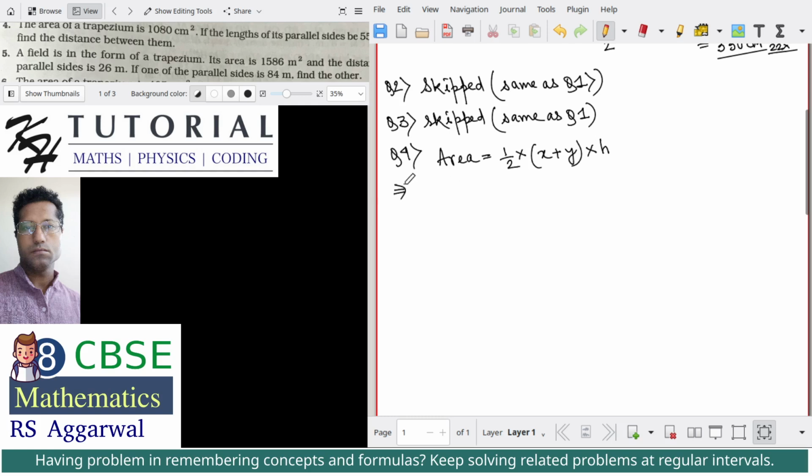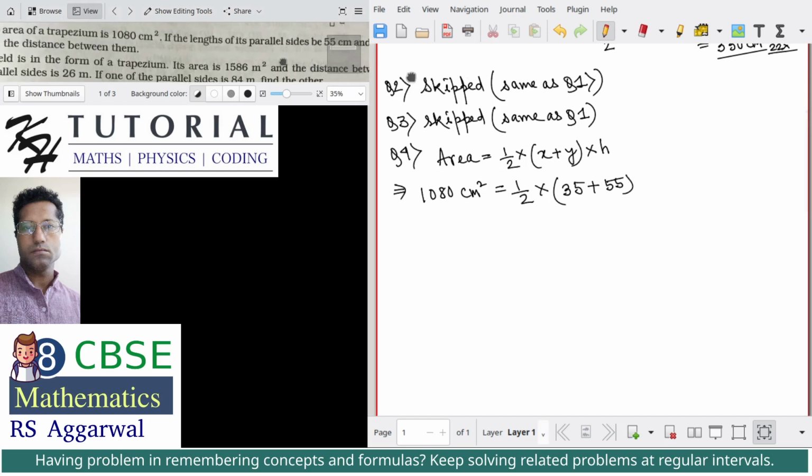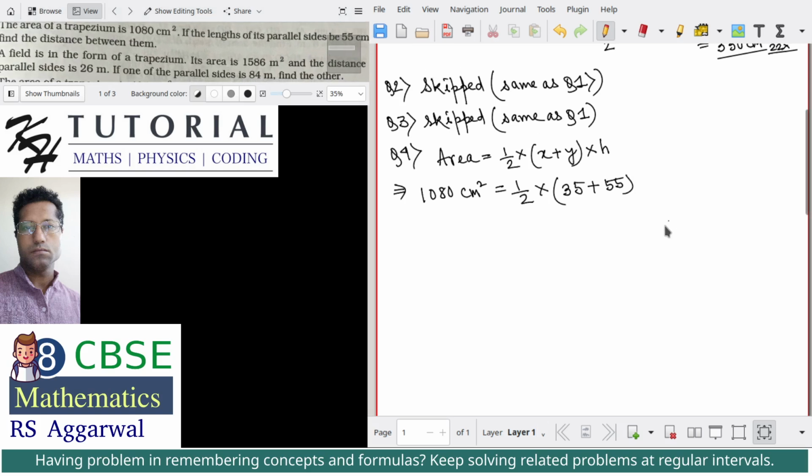So this implies area is given as 1080 centimeter square will be equal to half multiplied by, the parallel sides are given as 55 centimeter and 35. So x will be 35 and y will be 55. We have to find the distance between them, that is the distance between the parallel sides, which is essentially the height of the trapezium. We have to find h.